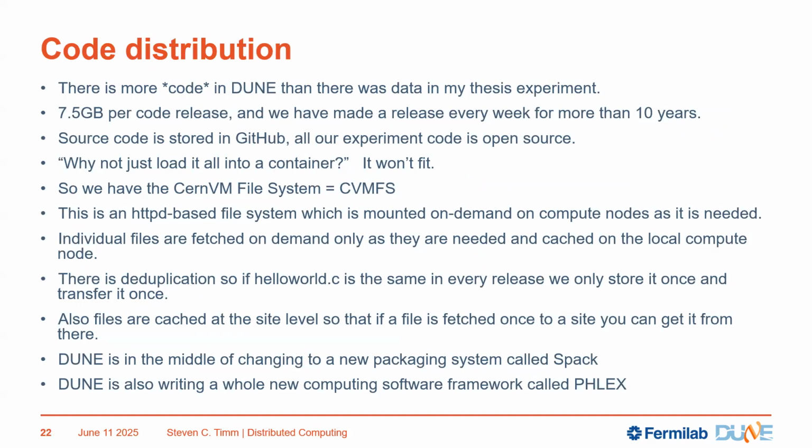Code distribution. There's more code in DUNE than there was data in my physics experiment. And there's even more than that in the LHC experiments. 7.5 gigabytes per code release right now. And that's not even coming near detector, this is far detector stuff. And we make a release every week for more than 10 years. And most of them we don't decommission, they're still out there on disk.